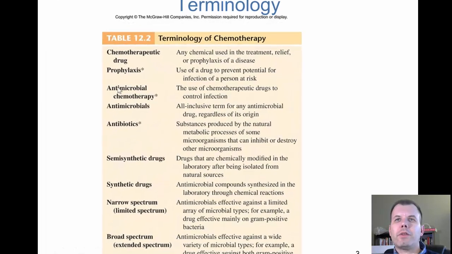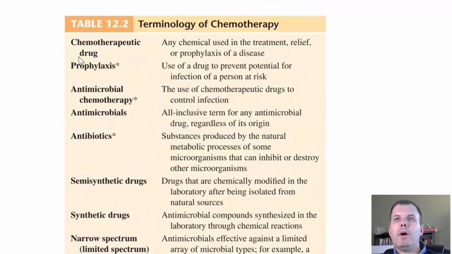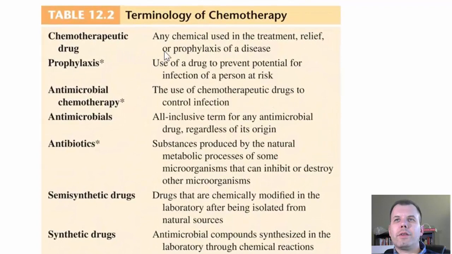All right, and here is some of the terminology. Again, we're going to be talking about some of these things again and again, but the chemotherapeutic drug is any chemical that's used in relief of disease. Prophylaxis means a drug to prevent potential infection. Antimicrobial chemotherapy is basically to control an infection.